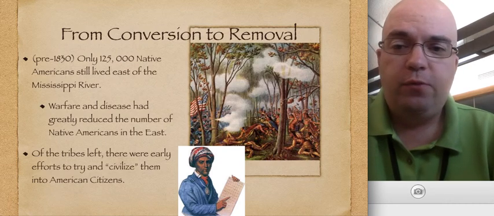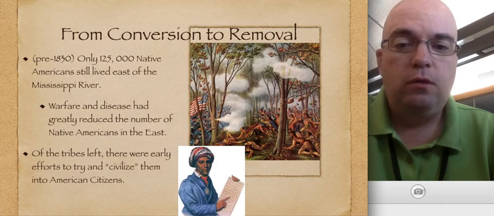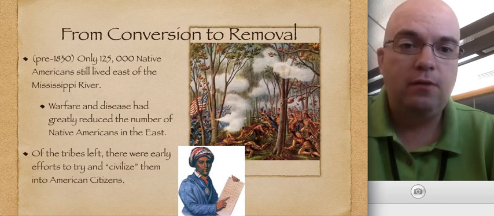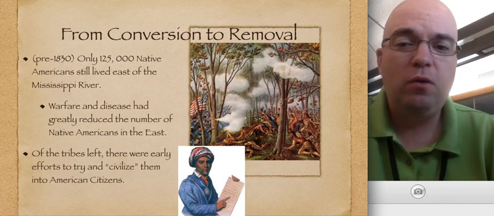Through warfare and through disease, the tribes had been greatly reduced in the eastern part of the United States. And that had been going on really since the beginning of colonization in the early 1700s, and even throughout the 1600s as well. So this has been going on for almost 100 to 200 years by this point in Manifest Destiny.